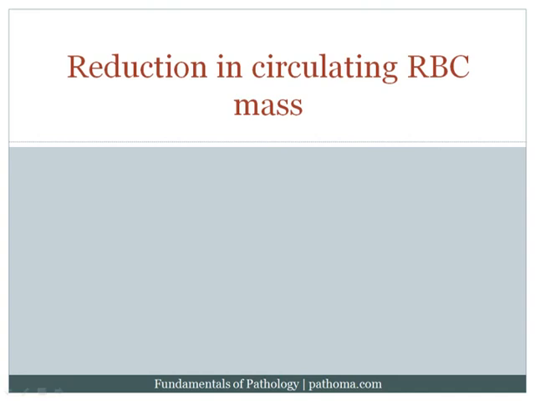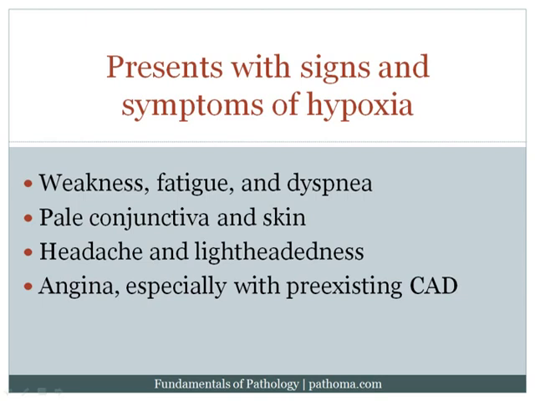Anemia is defined as a reduction in circulating red blood cell mass. This is the technical definition of anemia. And we're well aware of the fact that red blood cells carry the vast majority of oxygen within the blood. In particular, the hemoglobin within the red blood cell carries the vast majority of oxygen within the blood. And therefore, if patients have a reduction in red blood cell mass, they're going to present with signs and symptoms of hypoxia. Some of those signs would include weakness, fatigue, and dyspnea, dyspnea being shortness of breath, pale conjunctiva and skin, and this is a relatively good clinical test. Pale conjunctiva is a good sign that there is an anemia.